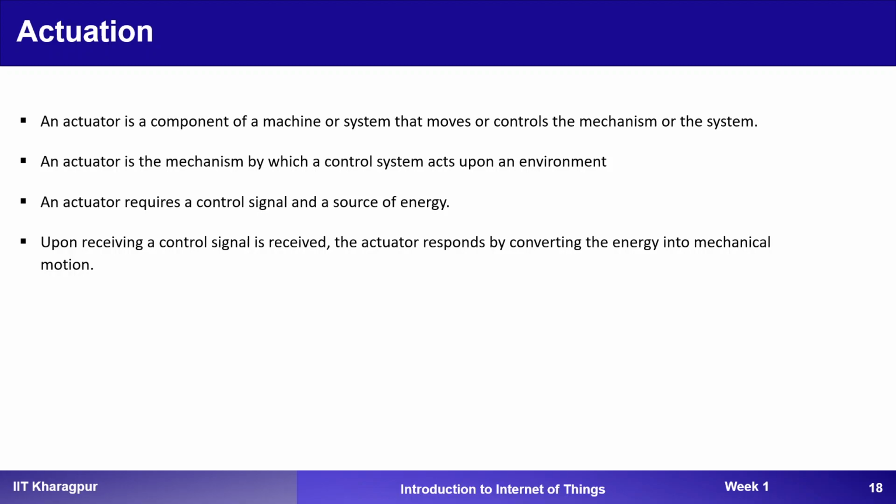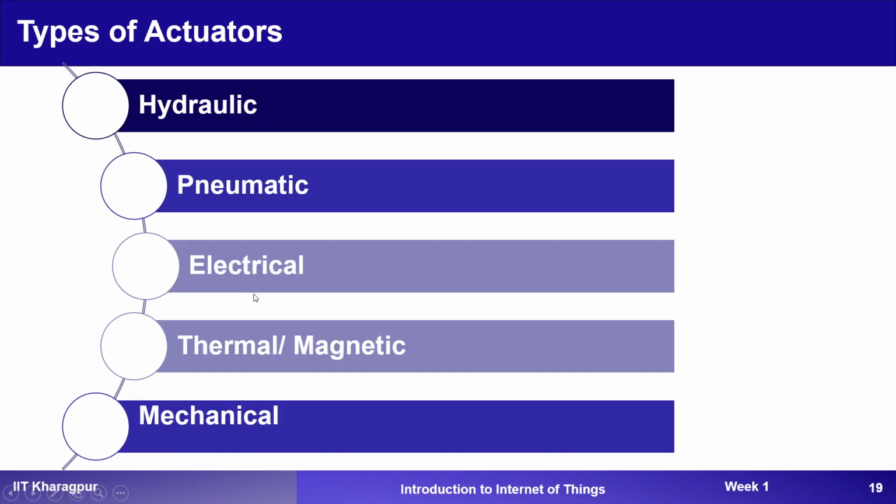Now the different types of actuators available are hydraulic, pneumatic, electrical, thermal and mechanical actuators. These are the different kinds of actuators. These are the pictures of different actuators.